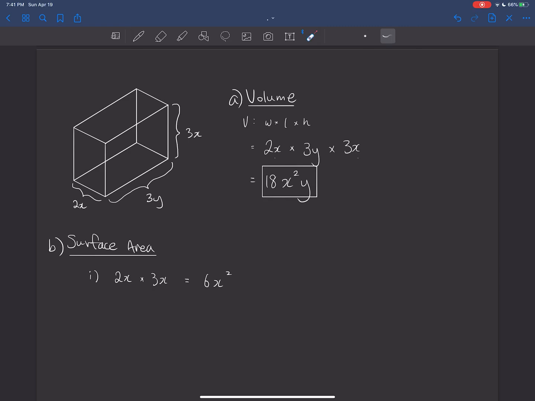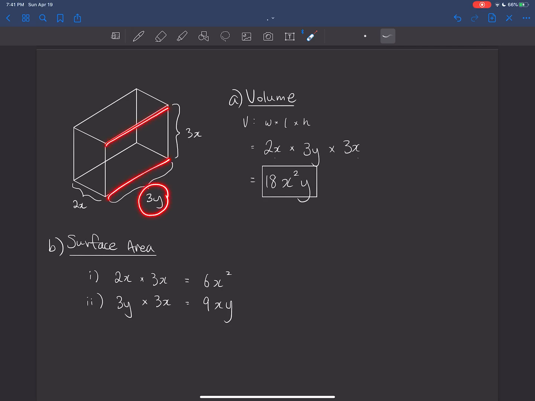And then let's look at this rectangle. We notice that it has a width of 3y and a length of 3x. So the second rectangle has a width of 3y and a length of 3x, and putting them together would be 9xy.